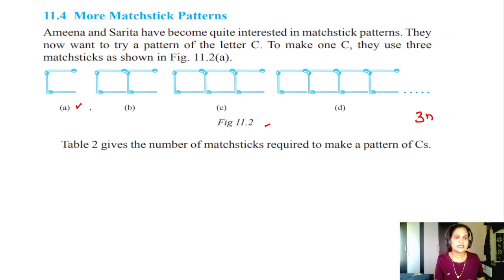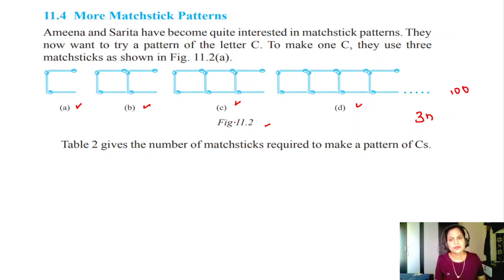To make one C, 3 matchsticks are required. To make 2 C's, how many? 6 are required. Count here. And to make 3 C's, how many are required? 3 3s are 9. To make 4 C's, 3 4s are 12. See, instead of that, if you want to make 10 C's, right? Suppose you want to make 100 C's, then practically you take matchsticks and make C's and then count how many matchsticks are required. This is one method, right? If numbers are less, you can count 1, 2, 3, 4, 5, 6, 7, 8, 9.